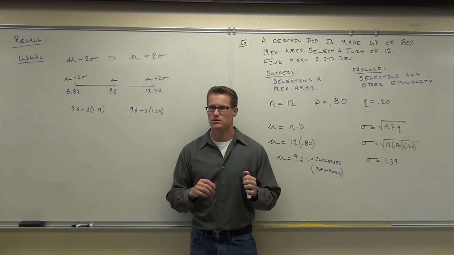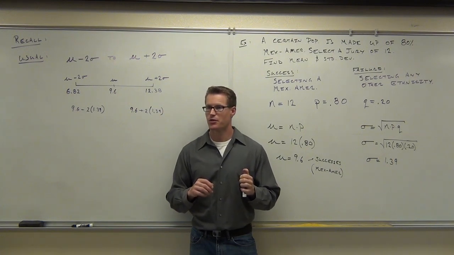Unusual. How about 11? Unusual. How about 12? Unusual. How about 13? Not unusual. Can you have a jury of 13? No. So here's what this says.